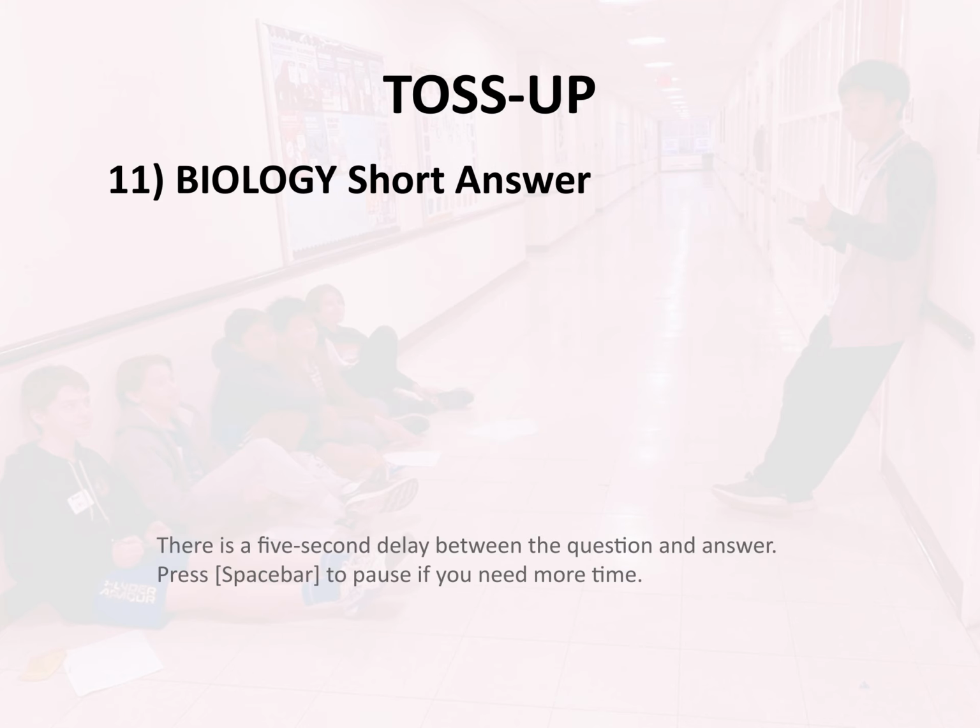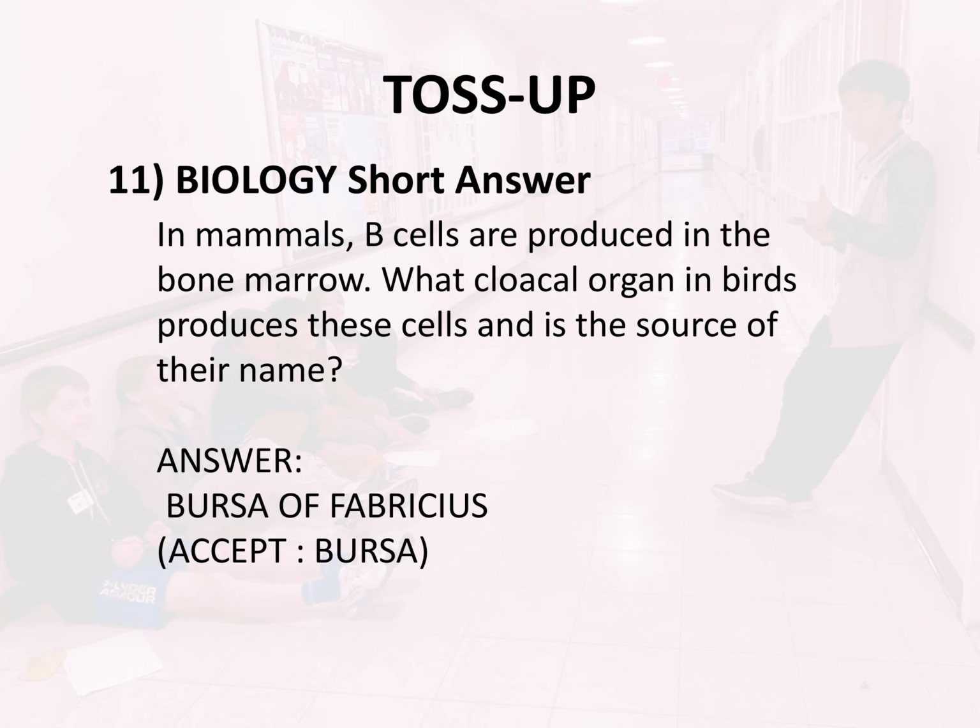Toss-up 11. Biology. Short answer. In mammals, B cells are produced in the bone marrow. What cloacal organ in birds produces these cells and is the source of their name? Answer: Bursa of Fabricius.